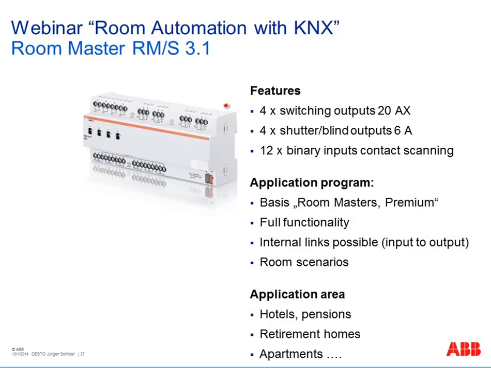We have two other room masters, room master 3.1 and 4.1. It's easy to understand now because it's a bit less. So here in the room master 3.1, we have four switching outputs, 20 ampere, and four shutter and blind outputs for 6 ampere loads, and 12 binary inputs. So a bit different hardware in and outputs. But functionality is very similar.